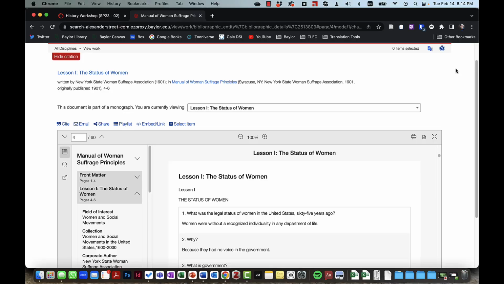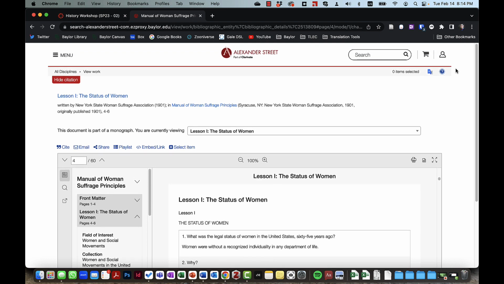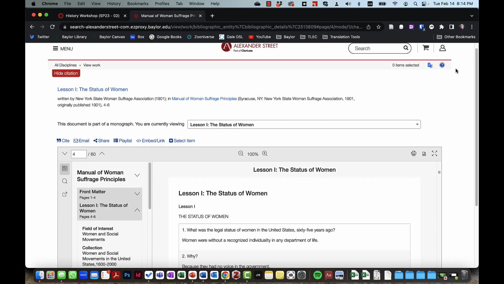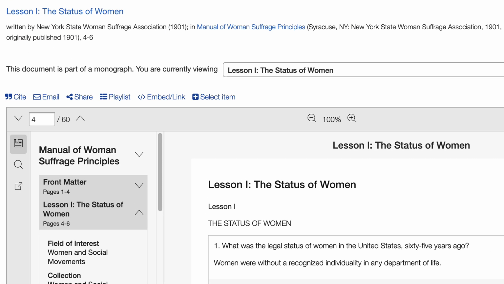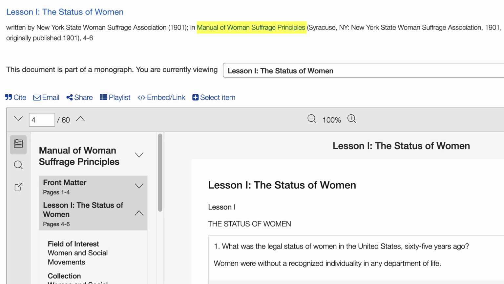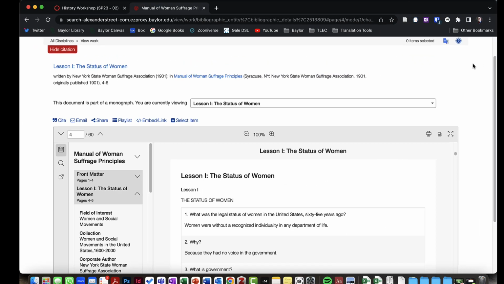And to exemplify this and show you a little bit about how this works, I've pulled up a primary source here from a database on women's suffrage documents. I found a document called A Manual of Women's Suffrage Principles, which was published in New York by the New York State Women's Suffrage Association in 1901. And here's how the document begins.